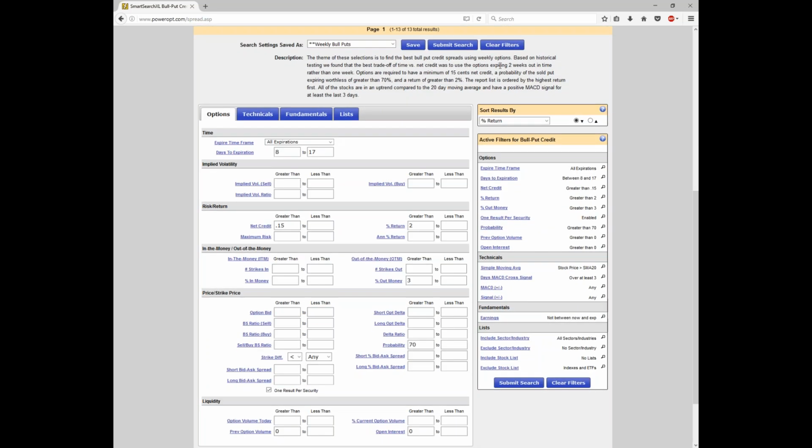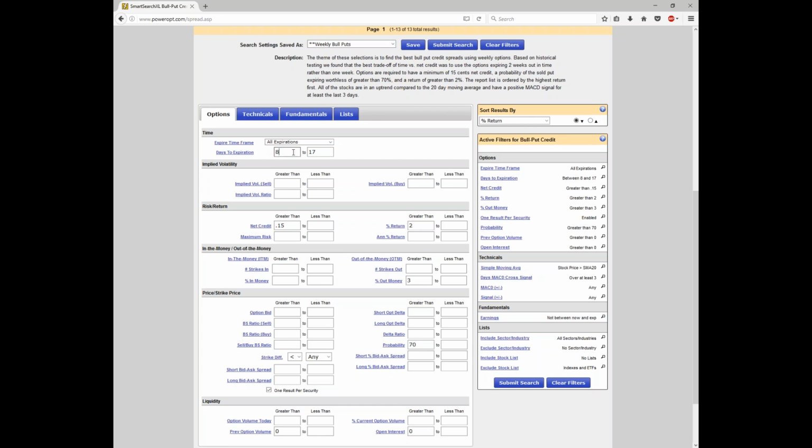Okay, but that's all written up for you here in each one of the default searches, why it was selected, what it's looking for. And you see here there's discussion of using a positive MACD range as some of the technicals, as well as looking for stocks in an uptrend, and of course avoiding earnings as well. Right? So you can use that as a stepping stone for your own weekly search.